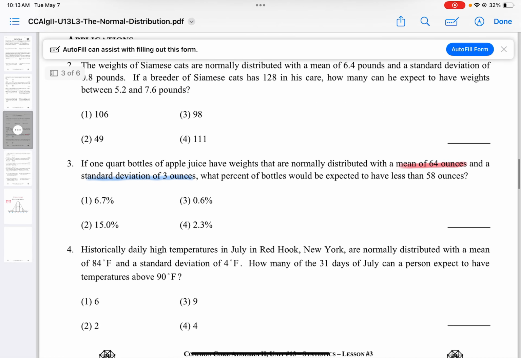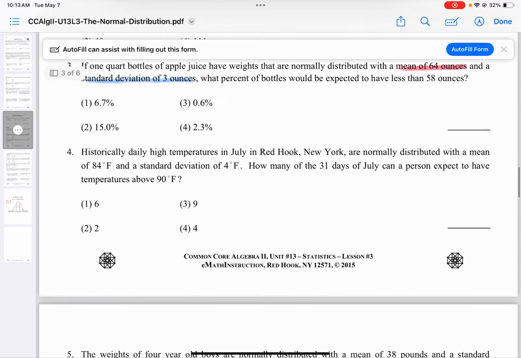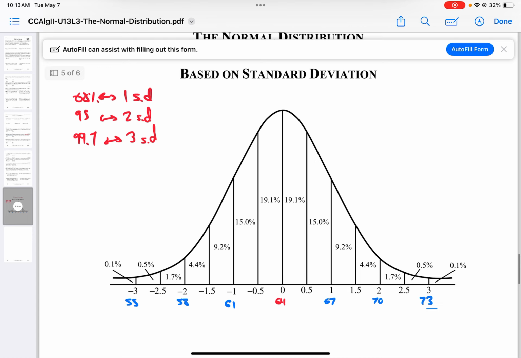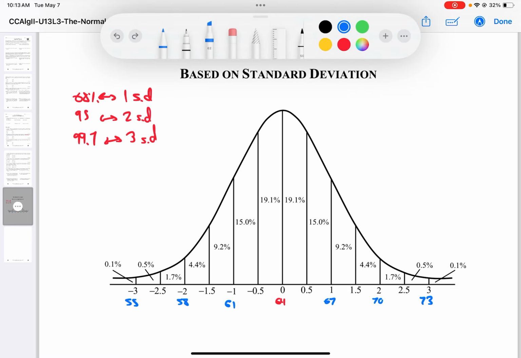So, what percentage of bottles would be expected to have less than 58 ounces? Okay, so where does 58 show up on my standard deviation? That'll be right here. And it's all the stuff that's less than 58. So the percentage of this portion of the curve here, which is, we got 1.7 plus 0.5 plus 0.1, right? So just these portions as well that are all filled in.